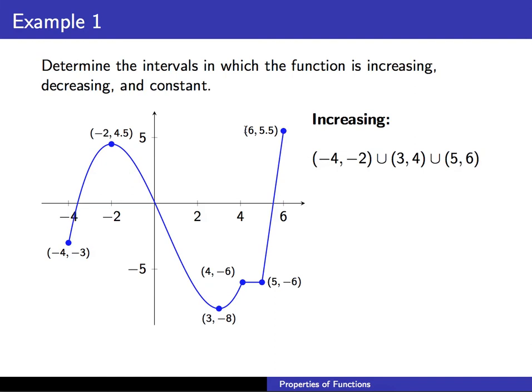So we are increasing from -4 to -2. That's our first interval. We're also increasing from 3 to 4. That's this interval. And from 5 to 6. That's this interval. Remember, we're focusing on the x-coordinates, not the y-coordinates when listing our intervals. For decreasing, well, we're decreasing from this -2 value here for x all the way till we get to this 3 value here. So our only interval in which we're decreasing is from -2 to 3, this part right here.